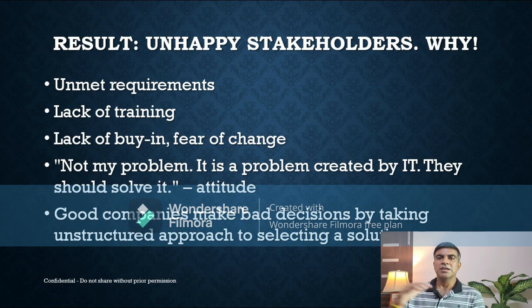So these systems only come into play when the companies have grown to a certain size. But when they have grown to a certain size, they already have multiple departments, multiple stakeholders that have a stake in the system. So if an unstructured approach is taken, it usually results in a lot of unhappy customers because they are not involved during the requirement phase or during the finalization of the decision phase. The customers, the internal customers and the stakeholders, they are not happy.